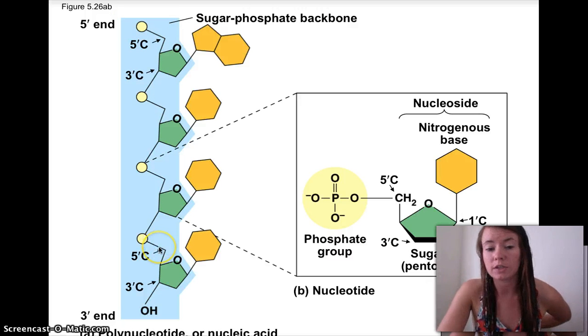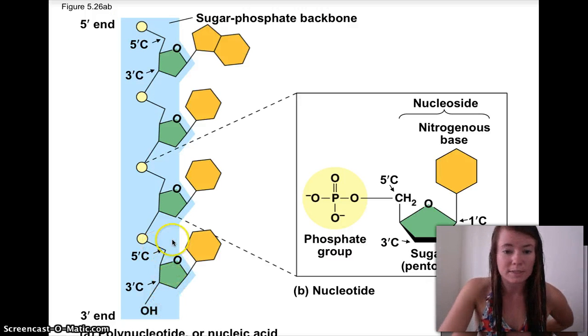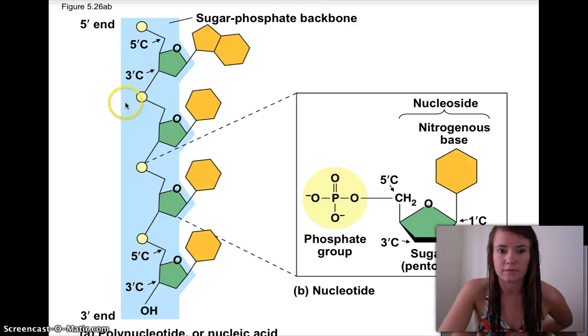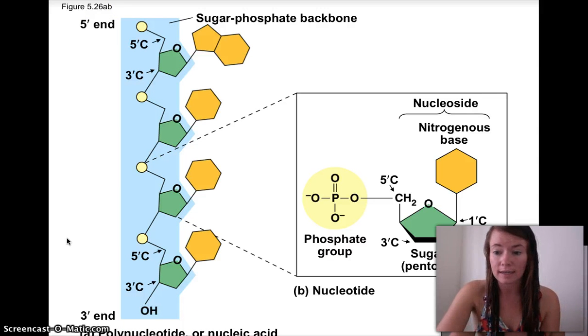Because the bonds are between the sugars and the phosphates, you get this big long chain of sugar phosphate, sugar phosphate, sugar phosphate, sugar phosphate. Okay? So that is part of the big structure of DNA, the sugar phosphate backbone. And it has directionality because the phosphate is always bonded to the 3' carbon.